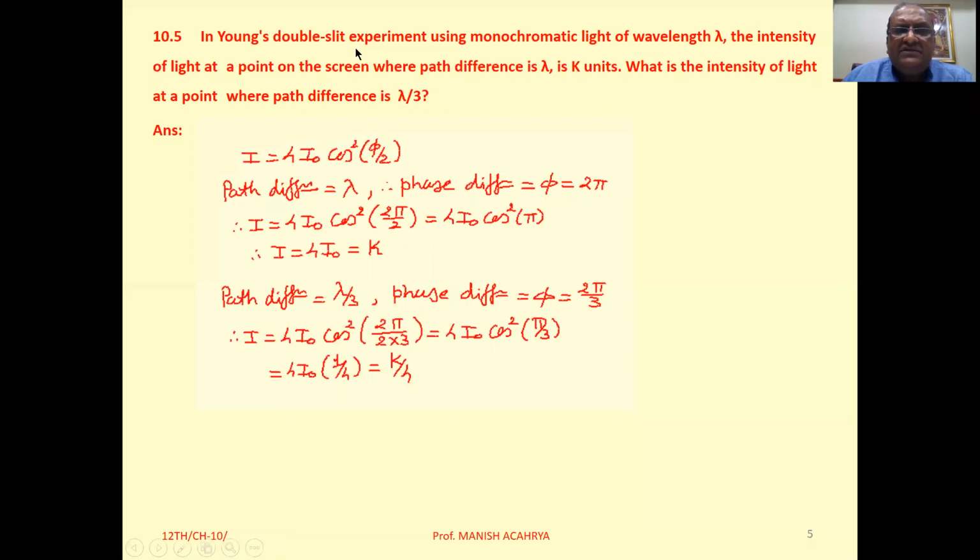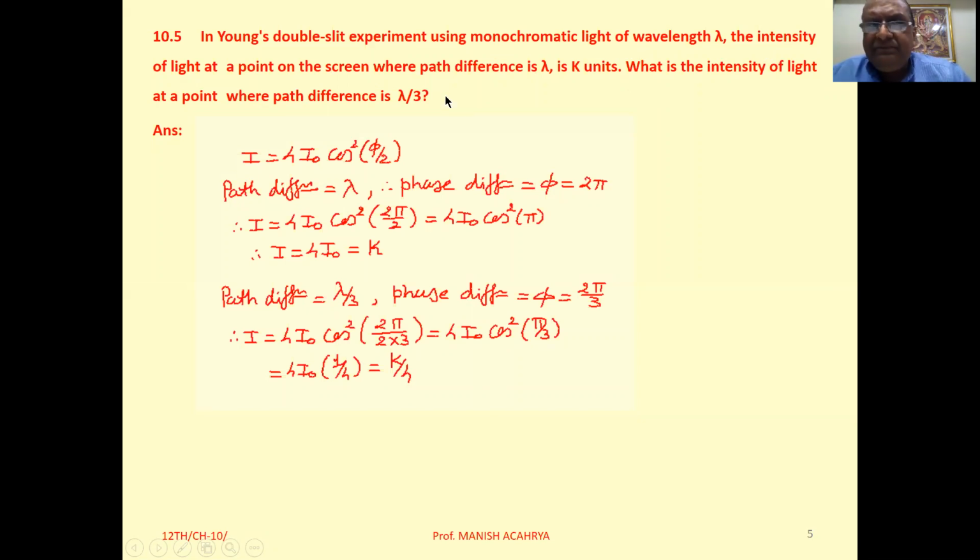10.5. In Young's double slit experiment using monochromatic light of wavelength lambda, the intensity of light at a point on the screen where path difference is lambda is k units. What is the intensity of light at a point where path difference is lambda by 3?